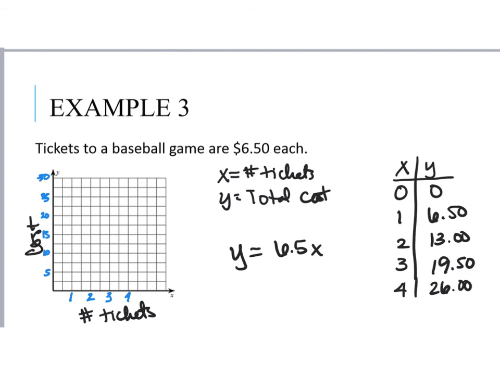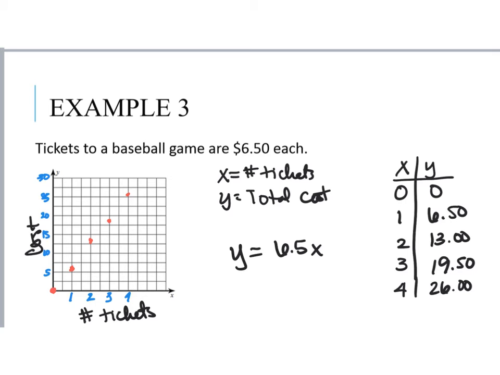And so now what I'm going to do is go ahead and plot my points. So I start out at 0, 0. At 1 ticket, I go up to $6.50, so that's going to be somewhere in here. 2 tickets is going to jump up to $13, so we're going to probably be somewhere up in here. 3 tickets is going to be $19.50, which will be just shy of 20. 4 tickets we said is $26, which will be just above. And we'll stop right there.